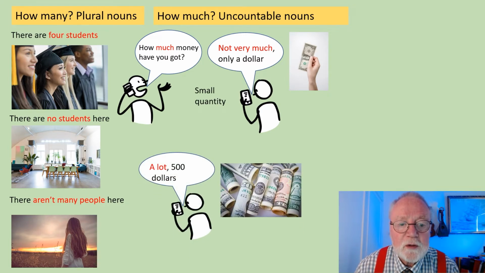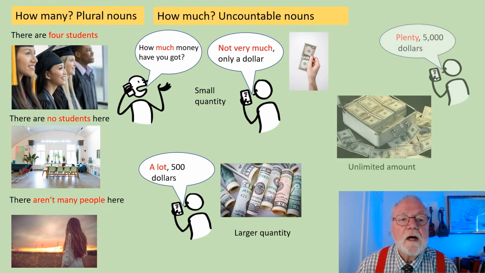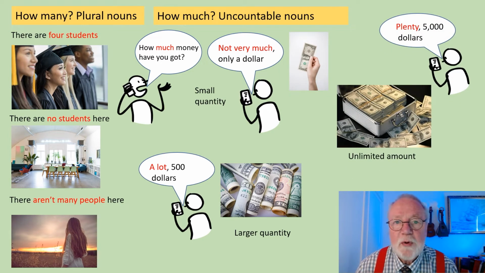How much money have you got? A lot, $500. That's a slightly larger quantity. How much money have you got? Plenty, $5,000. And that's a kind of an unlimited amount. The word plenty is unlimited. But when we write about these amounts, we use slightly different phrases, like this.